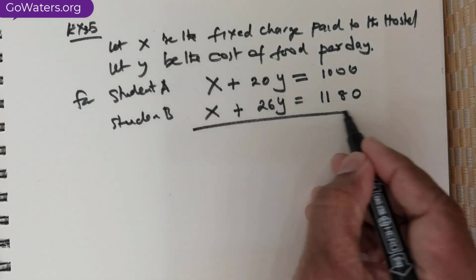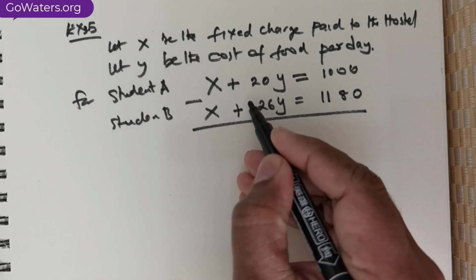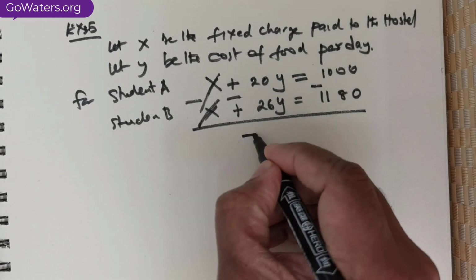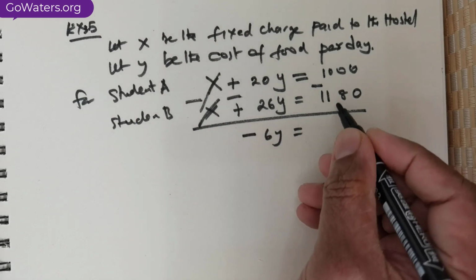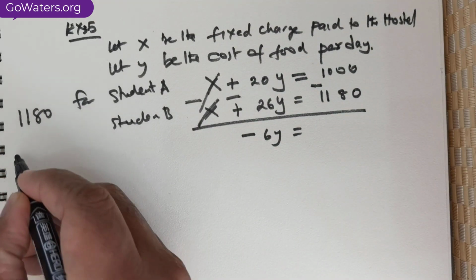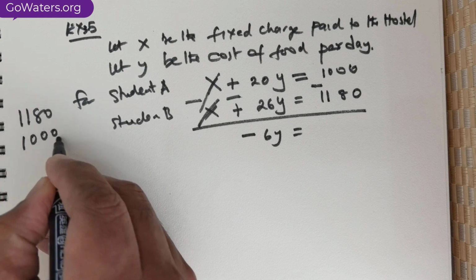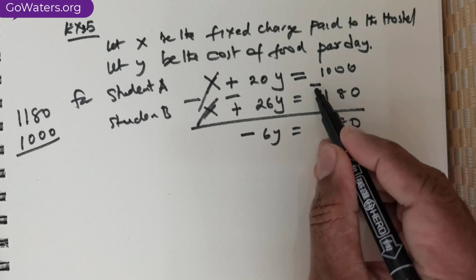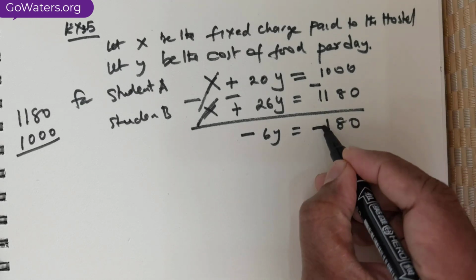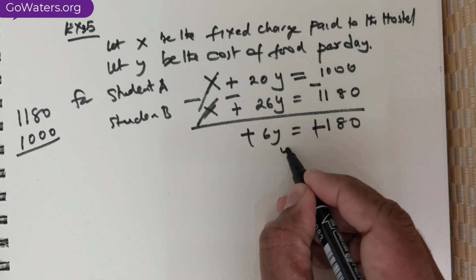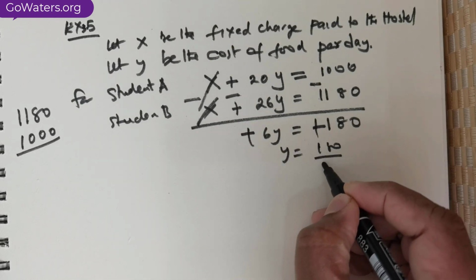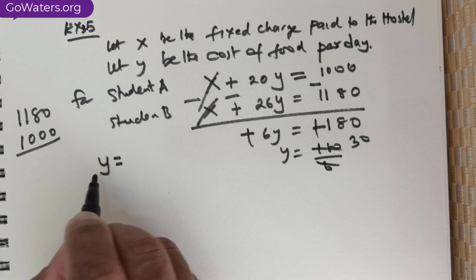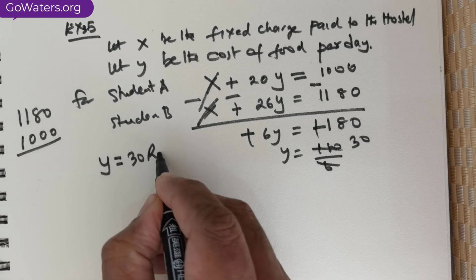Now we can eliminate X, change the sign. So X and X get cancelled. This is going to be negative 6Y is equal to, subtracting 1180 minus 1000, that is going to give me 180. But the 1180 has a larger value, so I retain the sign and change these signs. So Y is equal to 180 divided by 6, which means the food per day is 30 rupees.